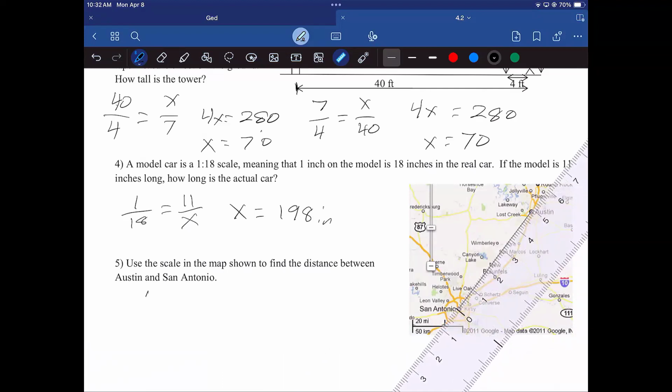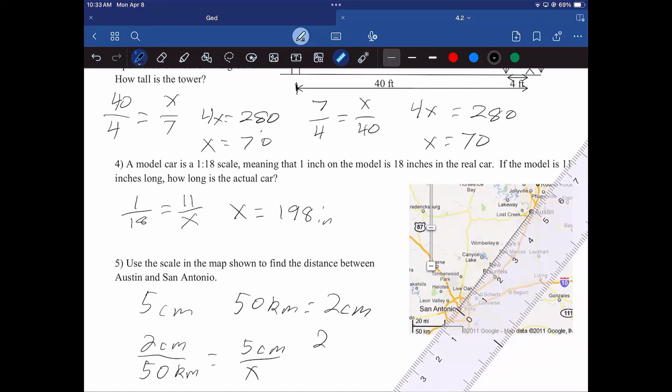5 centimeters. We know 50 km is equal to 2 cm. So 2 cm is to 50 km would be the same as 5 cm to some unknown kilometers. We get 2 times x. It's going to give me 2x is equal to 5 times 50, which is 250. Divide by 2. And x is equal to 125 kilometers.